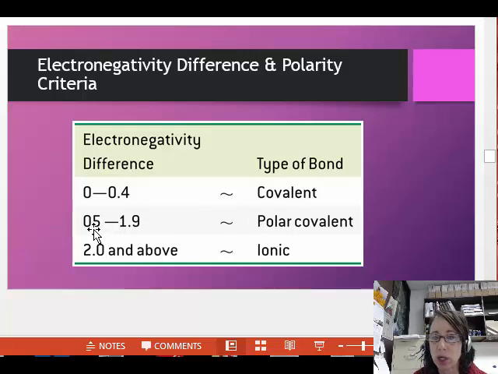There's a typo in this chart. The electronegativity range should read 0.5 to 1.9. This range represents polar covalent bond. The lower end of the bond would be less polar than the higher end of this range. Once the difference in electronegativity is 2.0 and greater, the bond is considered to be ionic.